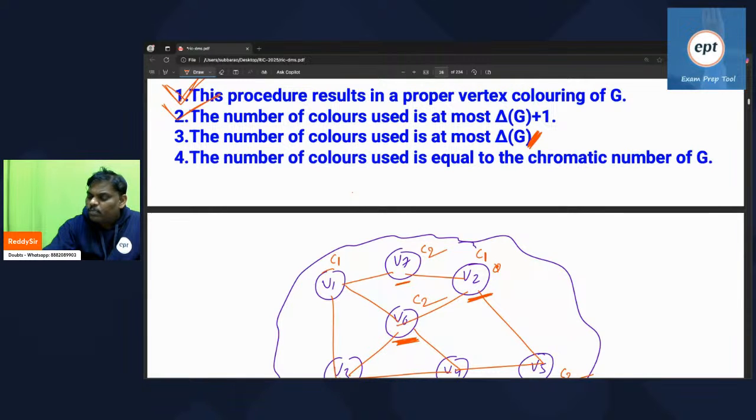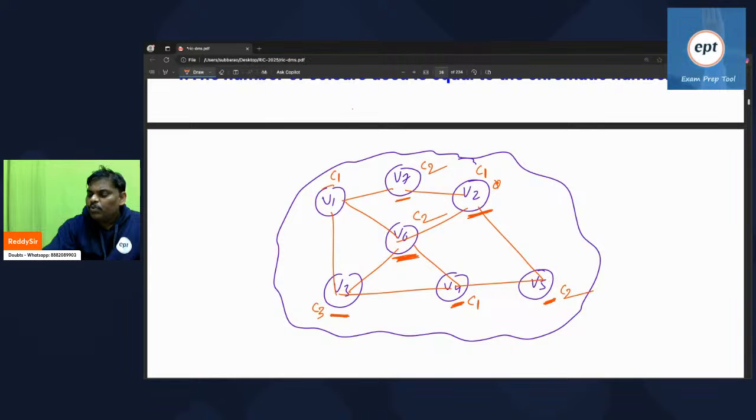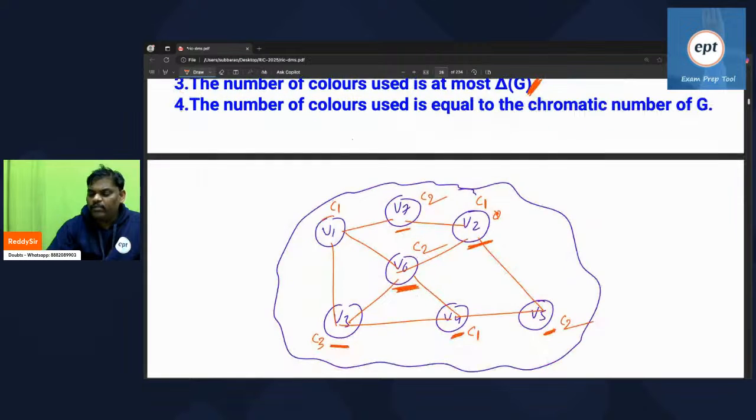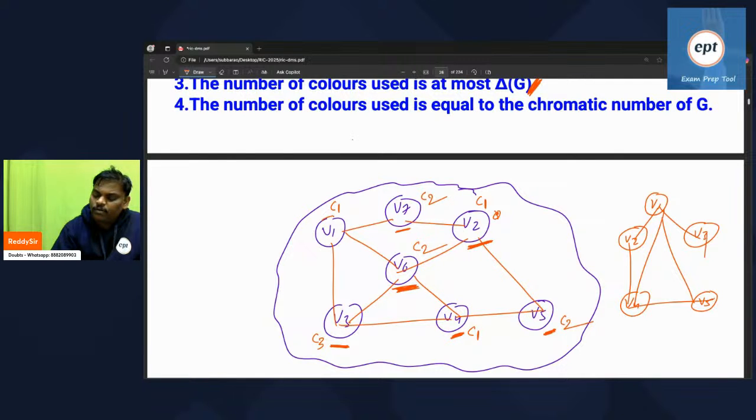No. Sometimes, suppose it is a complete graph with five vertices, V1, V2, V3, V4, V5. Four people are adjacent to each one. Assume 5 colors are needed. If you want, you can verify. In a complete graph, everyone is adjacent to everyone.